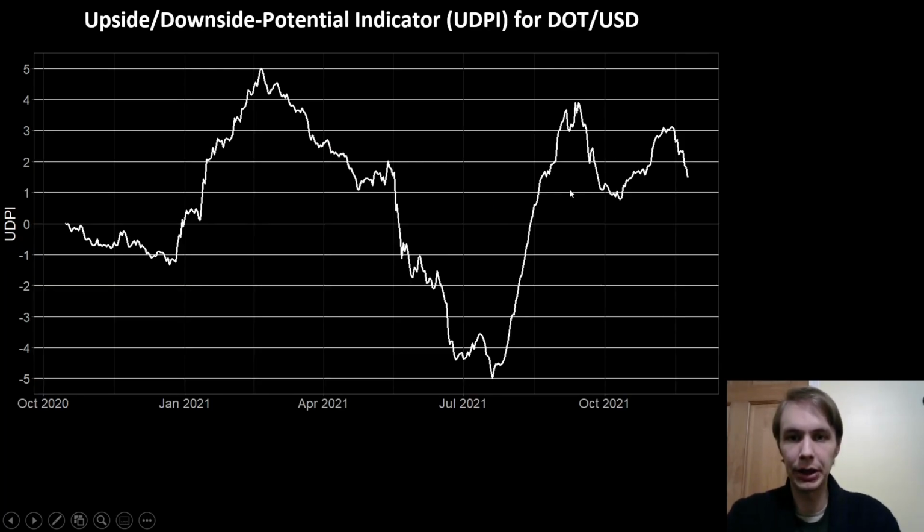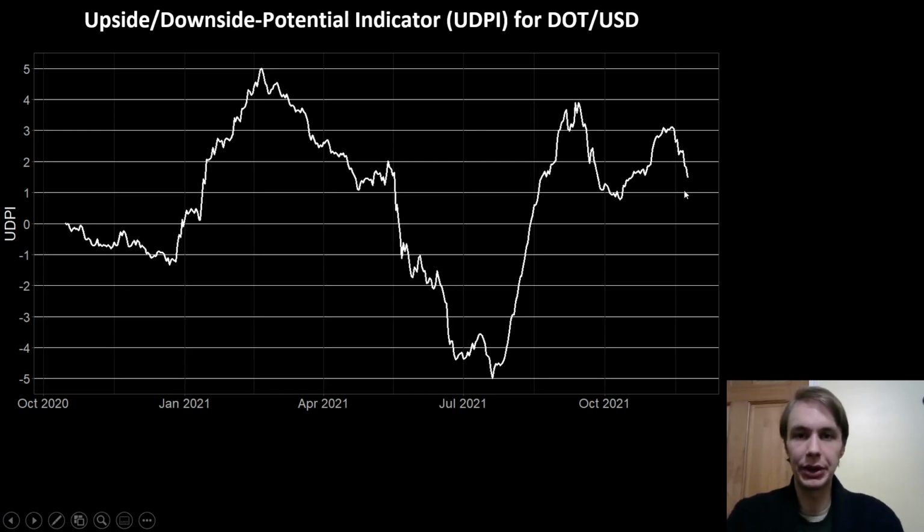And we can really see this better, I think, looking at this graph here, where this is just the UDPI level across time, scored -5 low risk, 5 high risk. And what we can see is that DOT had been getting quite overheated. Coming out of the summer, it had gotten up to around a UDPI of 4, a risk level of 4, bounced back up to around 3, and now it's been cooling off.